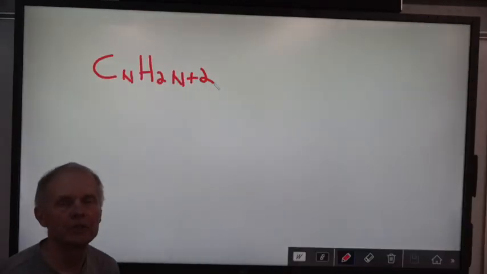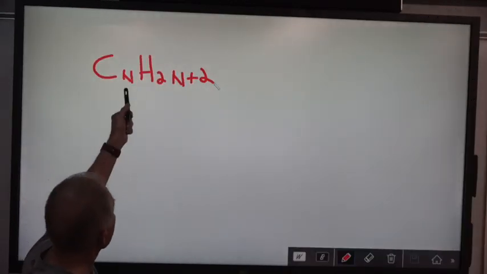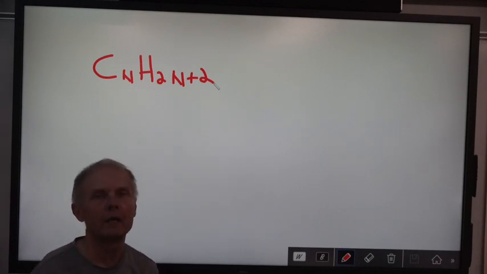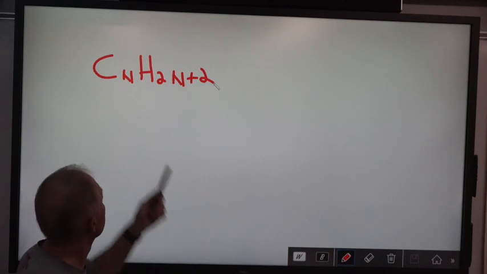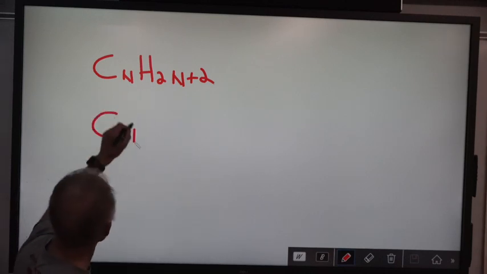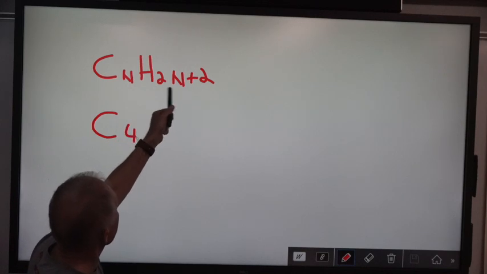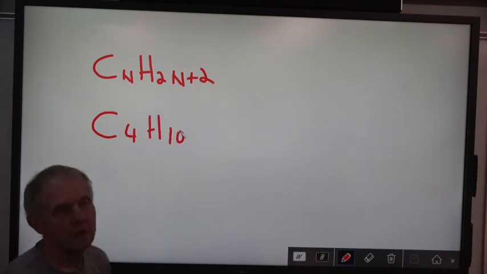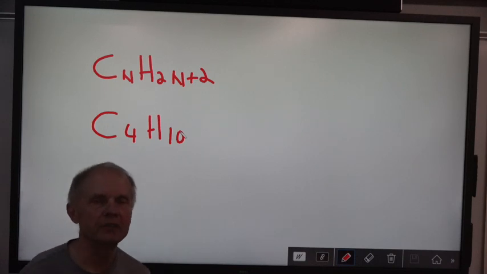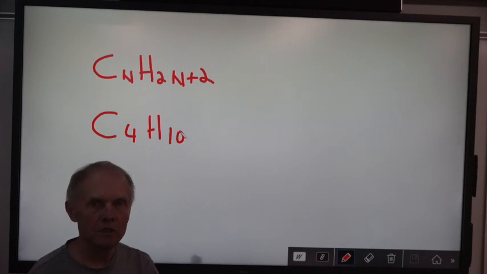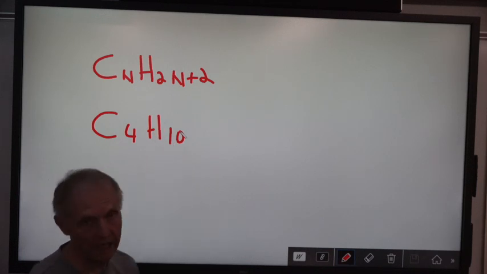Okay, so here's your general formula. CnH2n plus 2. You can write that in for number 3 under alkanes. All that means is if N is 4, you would have C4, and then 2N would be 8, and 2 more 10, it would be H10. So the way I remember it is for the alkanes, the general formula, double plus 2. Double plus 2 for the alkanes.